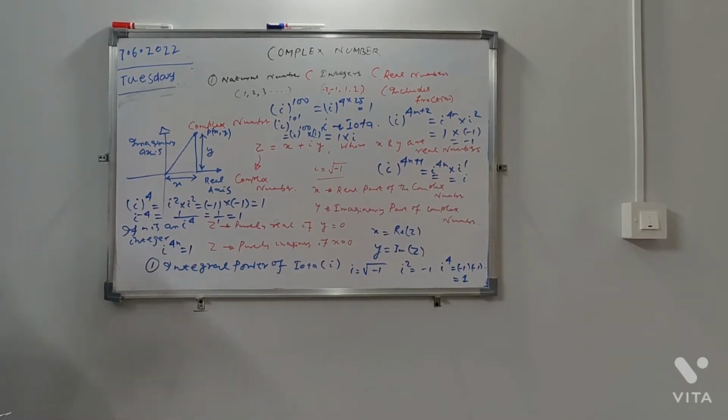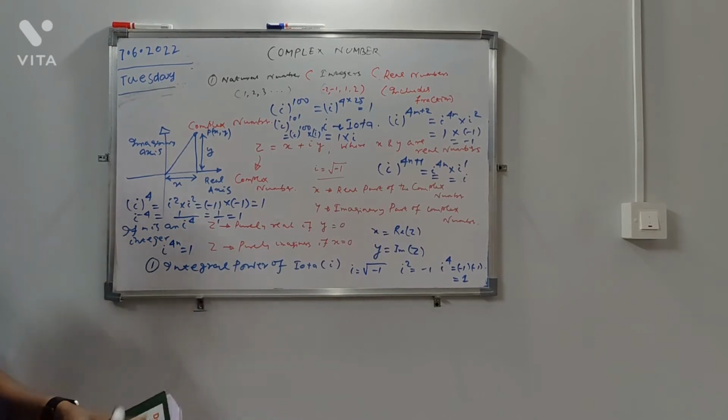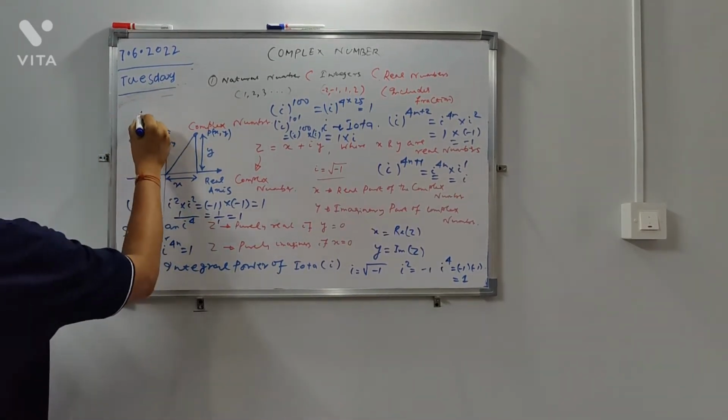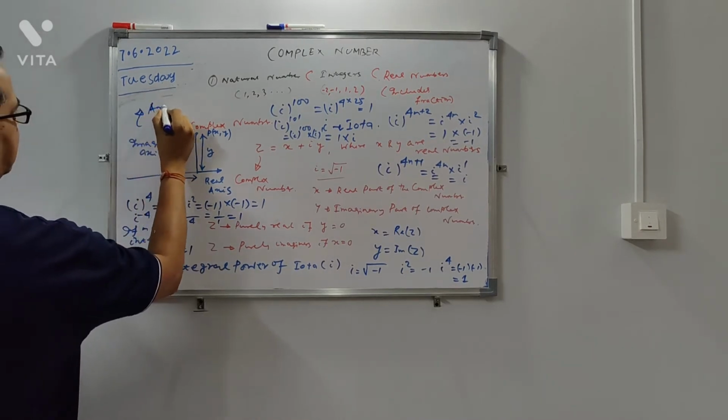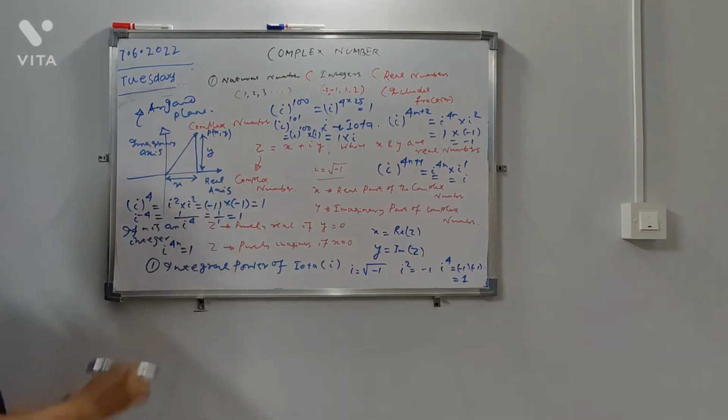The complex number z equal to x plus iy can be represented by a point P in a plane called the Argand plane. So a complex number can be represented in an Argand plane, or it is otherwise called a Gaussian plane or complex plane.